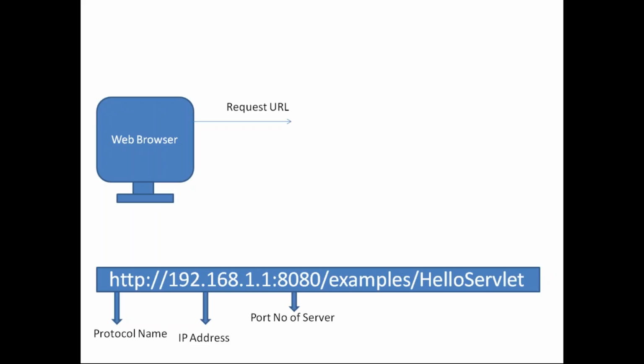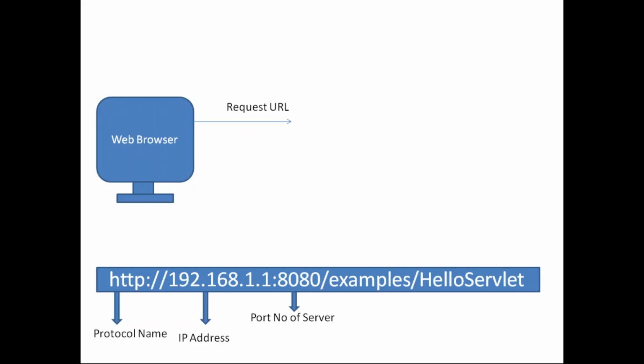So Tomcat server, this is the port number. At the time of installation of Tomcat server, we can change this port number also. We can choose a different port number, but this is the default port number. If you forget to change the port number, then by default it will take 8080. So 8080 is the default port number of Tomcat server.